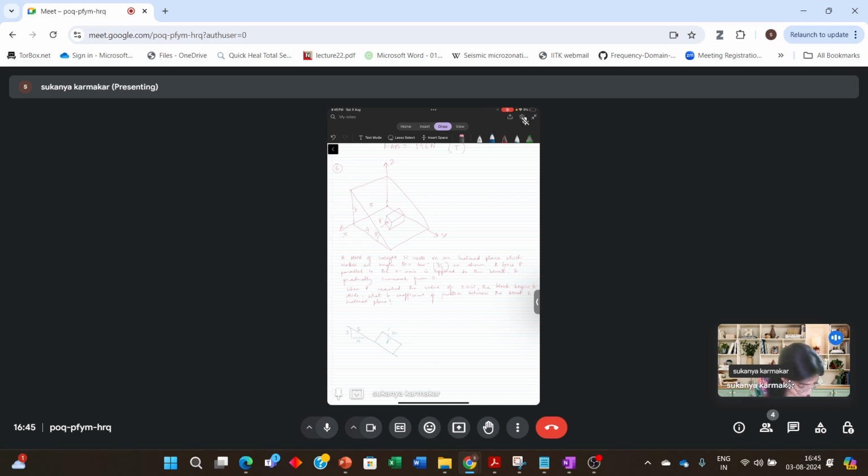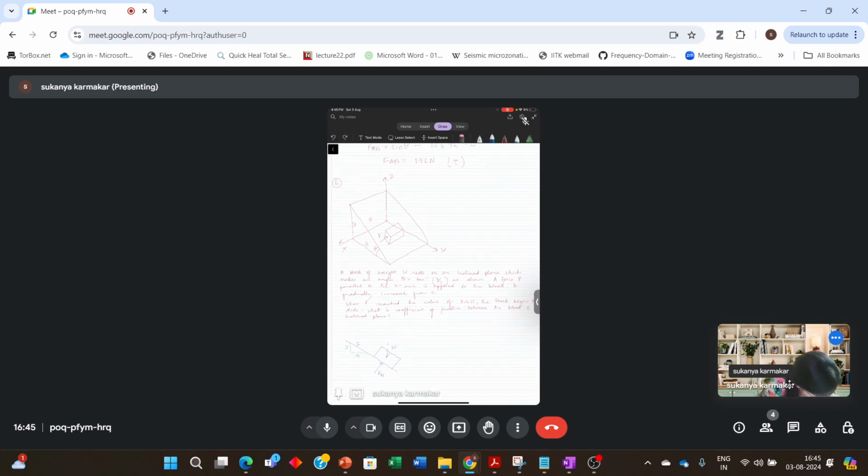The weight is acting in the vertically downward direction. Normal to the surface is Fn, and let's say the friction force is getting applied in this direction, Ft. I want to calculate the values of Ft and Fn.